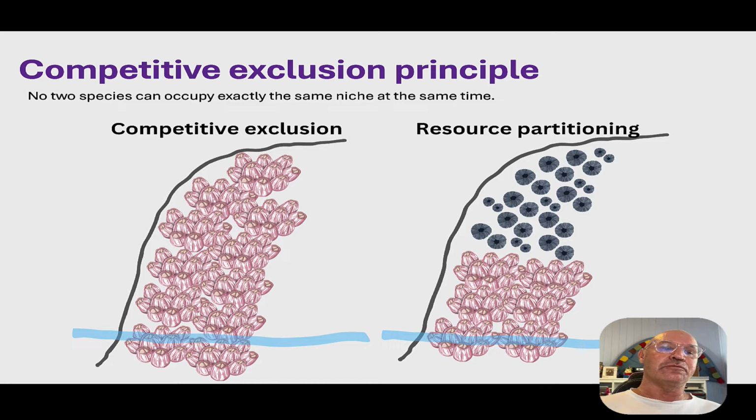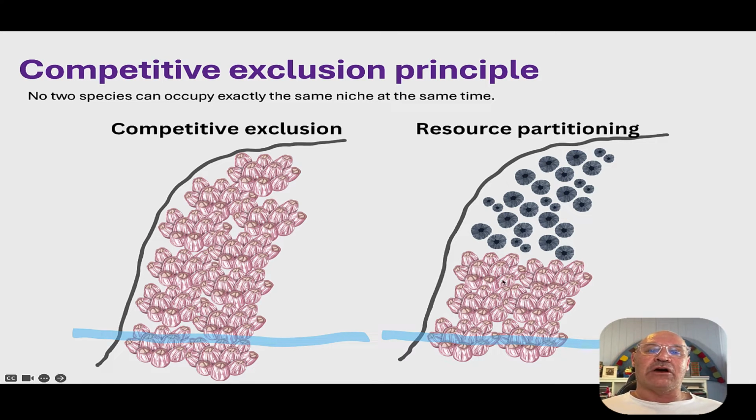The competitive exclusion principle says that no two species can occupy exactly the same niche at the same time. Put two species together and one will outcompete the other one. So that's competitive exclusion, where only one species is able to occupy the niche. But often what really happens in nature is what we call resource partitioning, where we have two realized niches that tend to be smaller than the fundamental niche, and they're able to share that area.